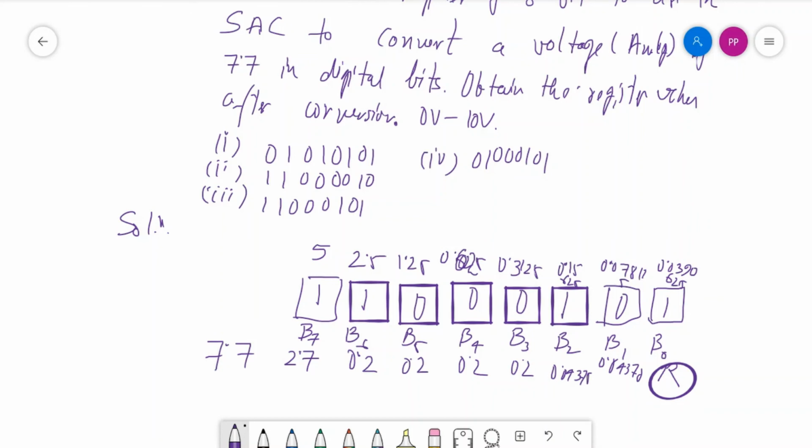So that is how we got the answer 11000101. So the answer 11000101 is the third option. So this is the right answer for you. So through this we have a recapitulation of the components of the digital instrumentation, and friends, in the next session we will see how different types of digital voltmeters are designed and their functioning.